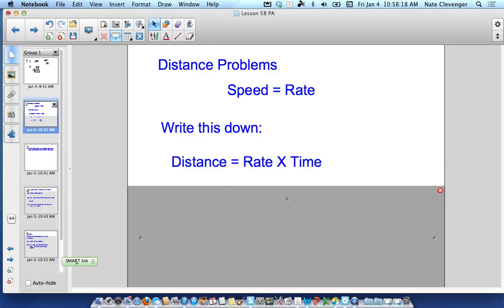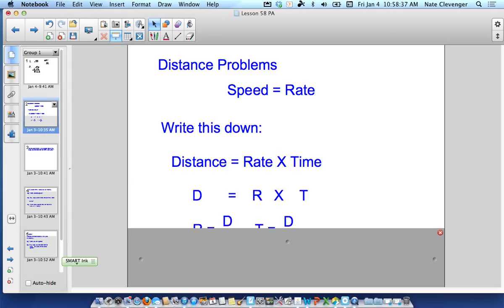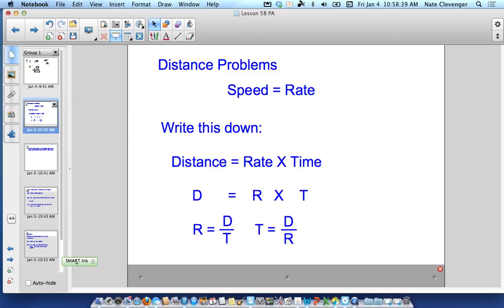Okay, write this down. Distance, and this doesn't need to be in your notes, distance equals rate times time. Distance equals rate times time. You can abbreviate that by taking D for distance equal to R for rate and T for time. D equals R times T.